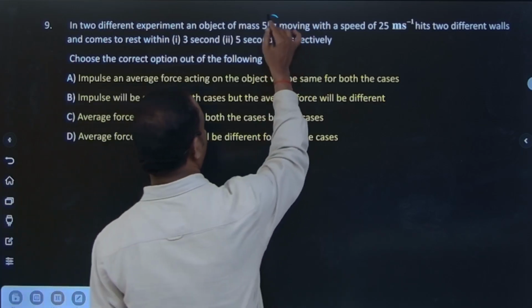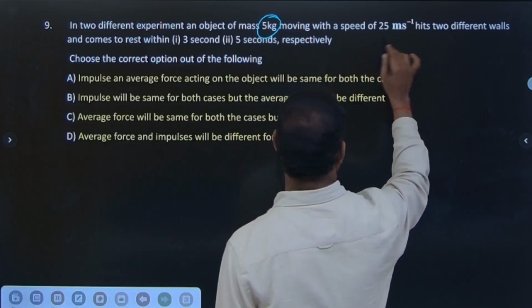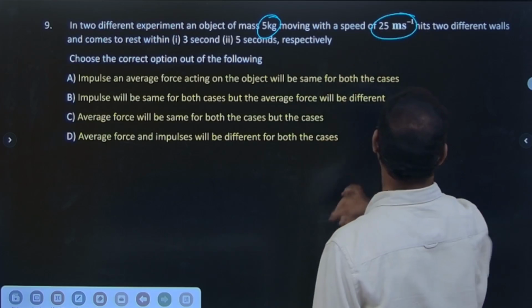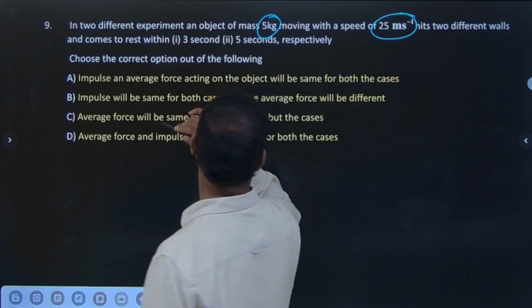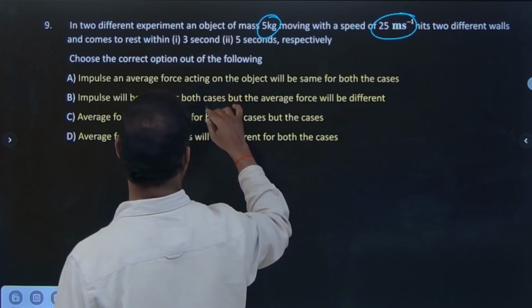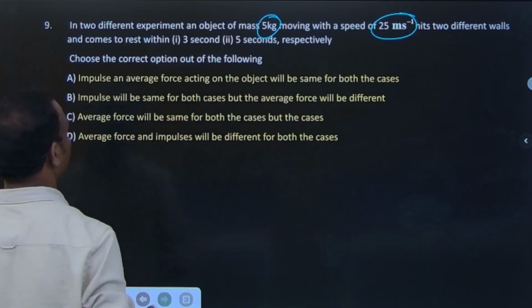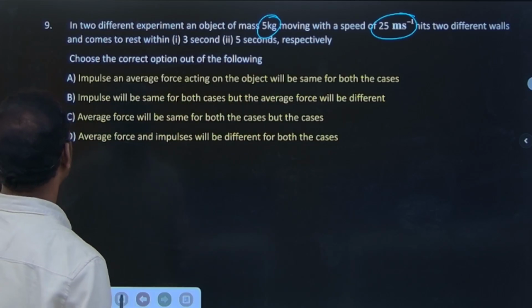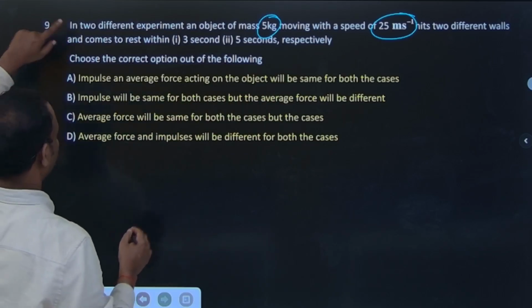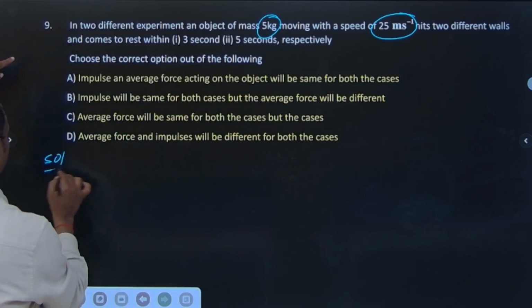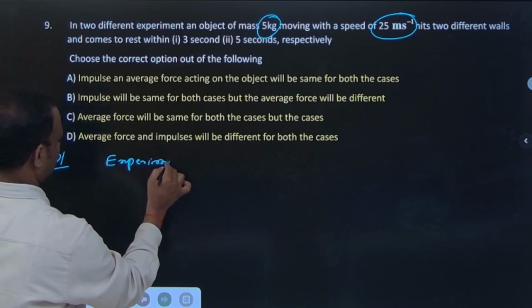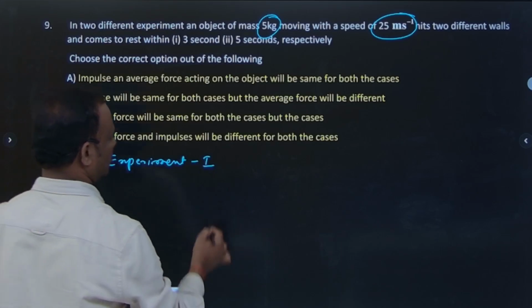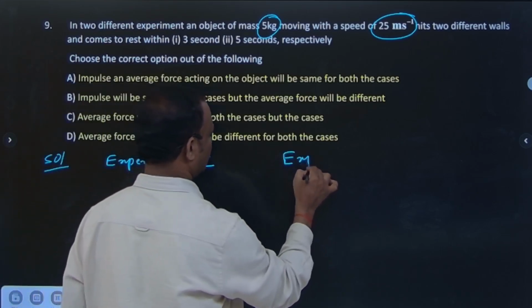Two different experiments. An object of mass 5 kg moving with a speed of 25 meter per second hits two different walls and comes to rest within 3 seconds and 5 seconds respectively. Two different walls. Okay. So in two different experiments, the first one I am taking as experiment 1. Next one is experiment 2.